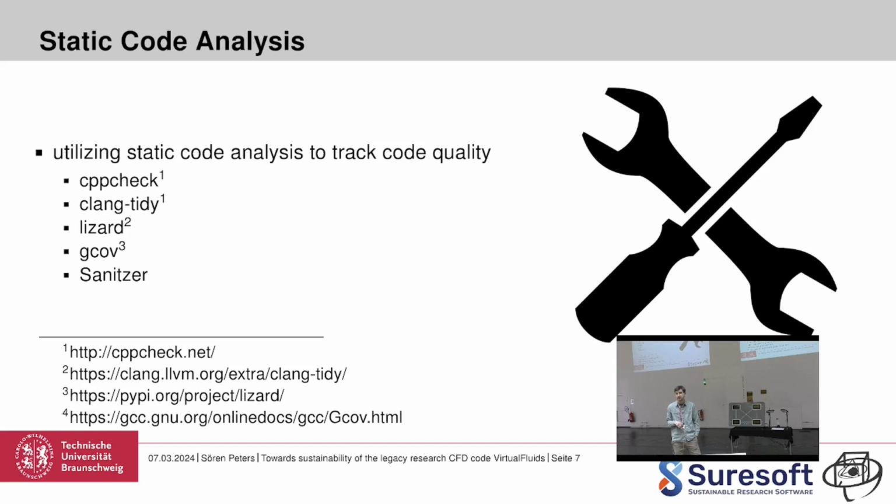Then Lizard is a nice tool I highly recommend. It's language agnostic, and it calculates the cyclomatic complexity of your project. So you can take this and easily find parts in your code which might be too complex and where it maybe makes sense to split them up into smaller parts to make it more readable. GCOV for code coverage, and also sanitizers are integrated.